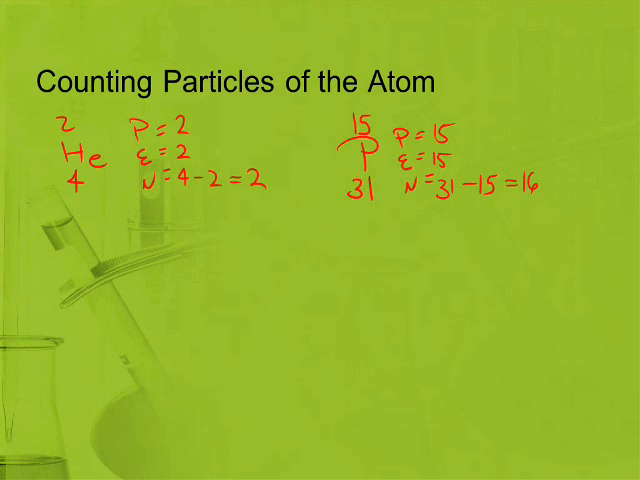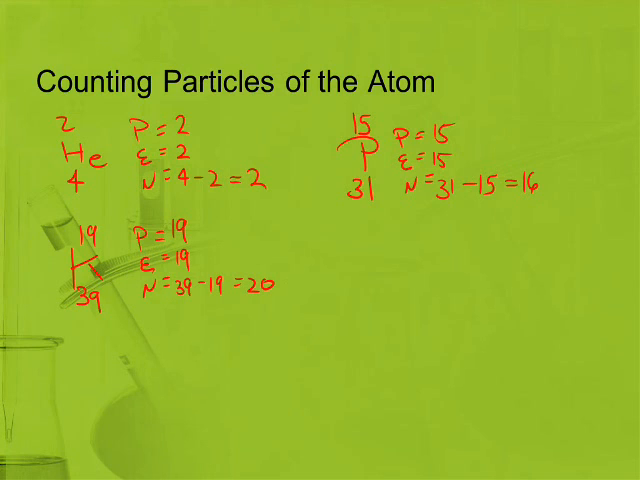Let's try potassium. It has 19 and 39. So protons, electrons, neutrons: 19, 19. 39 minus 19 equals 20.